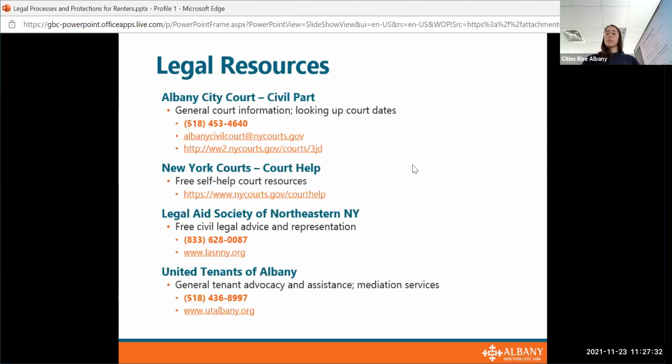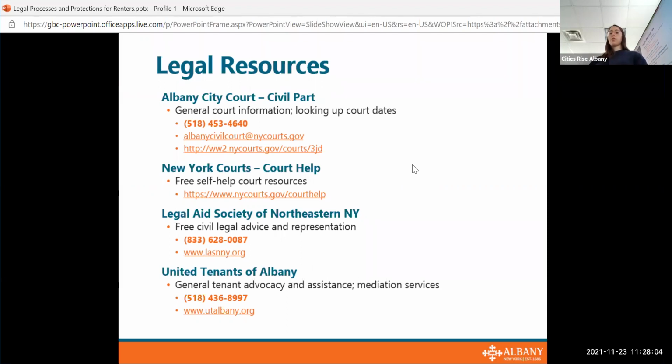The following are some legal resources that can help, whether you're filing a case on your own, whether you're facing eviction or have a case filed against you, or whether you're looking to file a case against your landlord with the help of an attorney. The first would be Albany City Court, the civil part. This is a good resource for general court information. If you just want to learn more about the court, or for example, if you don't remember when you had a court date, you can call and they'd be happy to look that up for you.